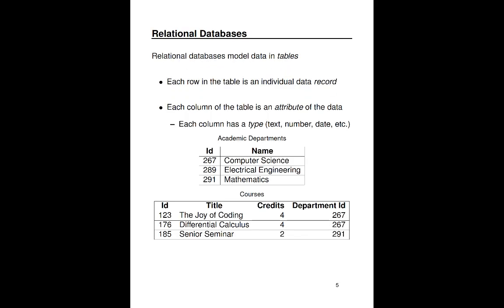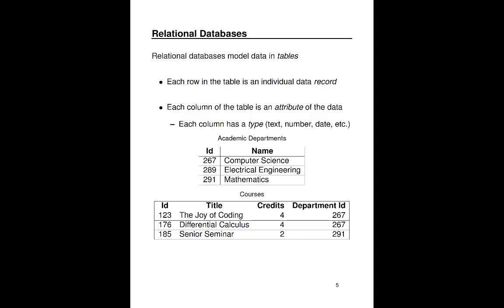Now, there are many kinds of relational databases out there, but they have some similarities that I want to discuss now. All relational databases model data using tables. These are essentially something that looks like a spreadsheet. It's got rows and columns. Each row in the table represents an individual record of data. And each column in the table is an attribute of that data. Now, in relational databases, the columns have types, well-known data types. And we'll talk about those in a little bit.